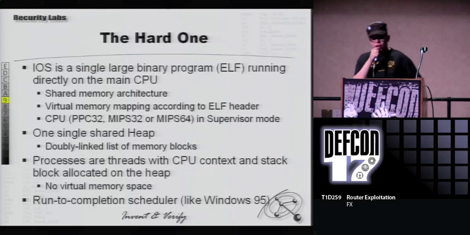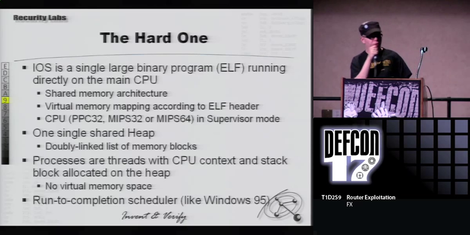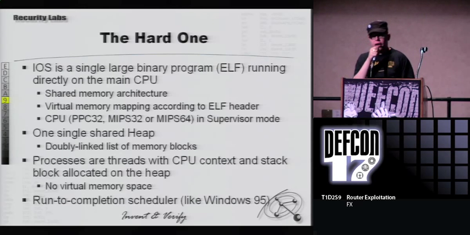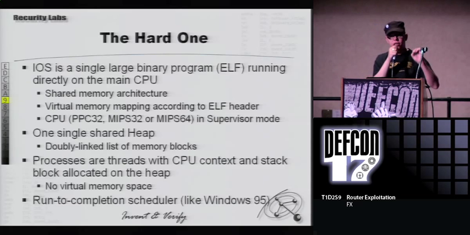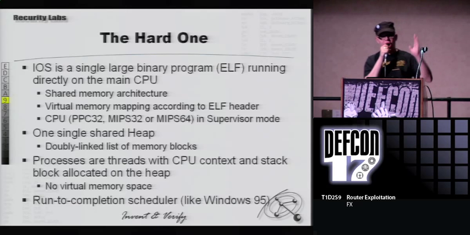So the hard one is IOS. This is why I love it. As I said, it's a single large binary shared memory architecture, so everything can write anywhere in memory. There's virtual memory mapping according to the ELF header, so you only have a data section and a text section and stuff. And it's for PowerPC and MIPS. It has one single shared heap. So the whole thing shares one heap. What can possibly go wrong?